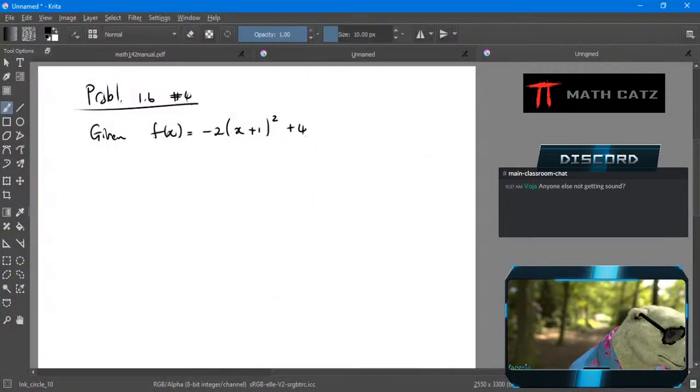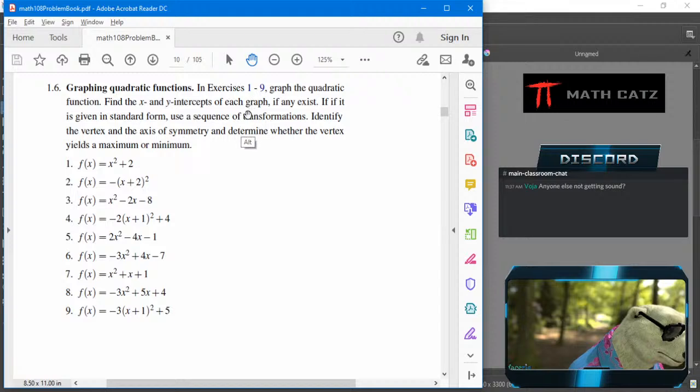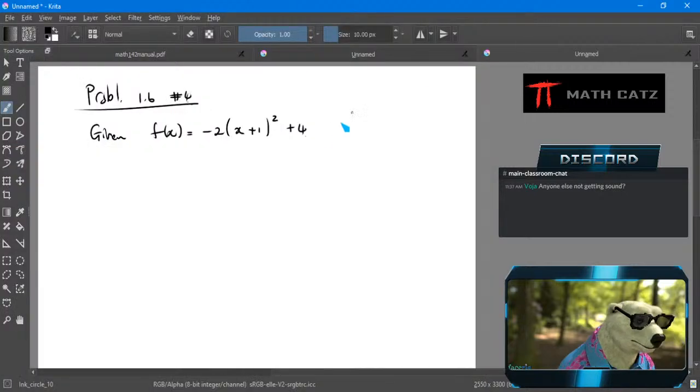Now it says here to do it by way of a sequence of transformations. And I'm going to talk about standard form in a second, and then we'll identify what happens to the vertex and axis of symmetry as we keep track of them while we flip and shift this basic graph, and then that'll be that. So I want to make a sequence of transformations.